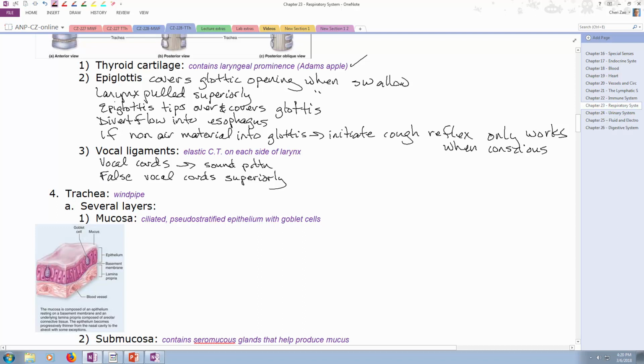The other thing too about the false vocal cords, they are not elastic connective tissue and not involved in sound production. They're just a structural support because the true vocal cords below that are actually slightly dependent upon the structural support that they provide.